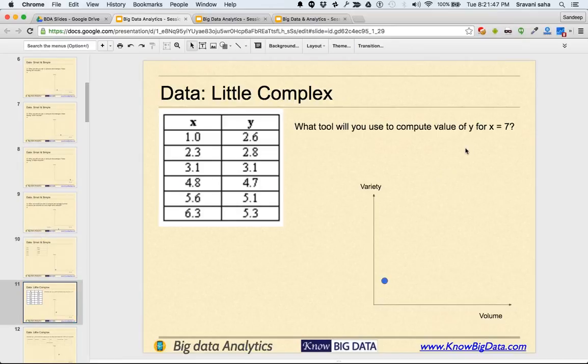Now imagine that you are given x and y like this. What tool will you use to compute the value of y when x becomes 7?